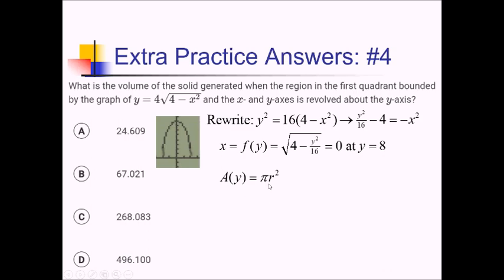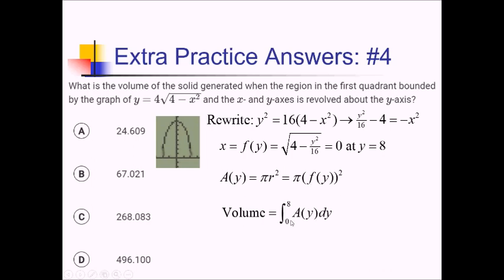Now the radius is just going to be the distance between the axis of revolution and the other end of the bounded region, and that distance is given by this f of y function right here. If you give me a y value, I give you the x value. If you tell me how high up we are, I'll tell you how far out we're going. So I can just write this as pi times f of y squared. So bringing it all together, I can say that my volume of the solid is going to equal the integral from 0 to 8 of this A of y function that I just wrote, with a dy in there.